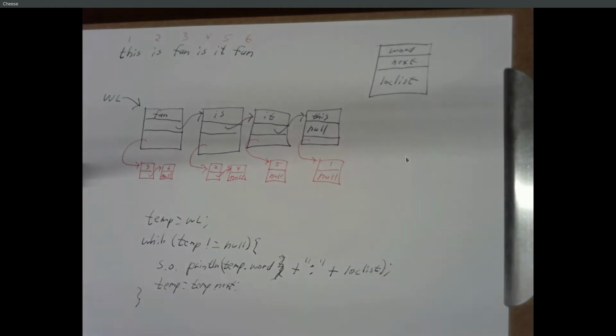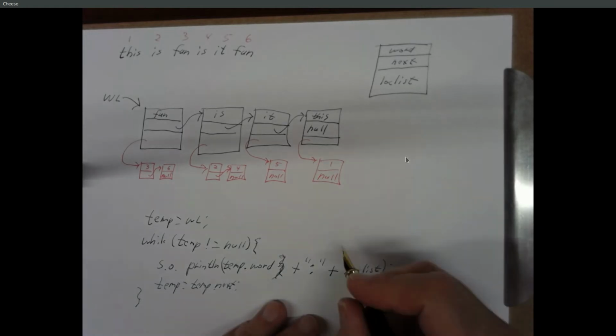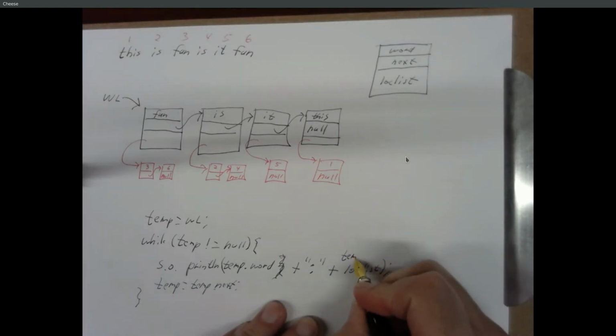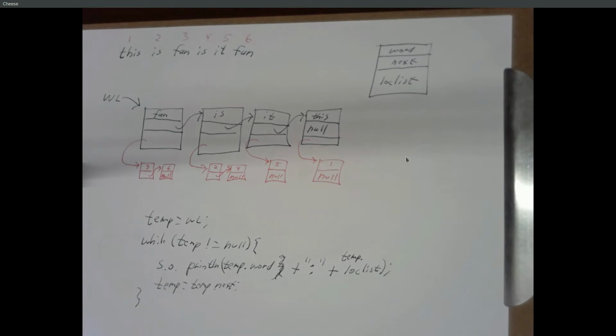Because in my location list I have a toString method that prints out the first node, adds a comma if it's not at the end, followed by a space, and so on and so forth. But that's all bundled inside here. Sorry, this is actually temp.locationList. That's the punchline.